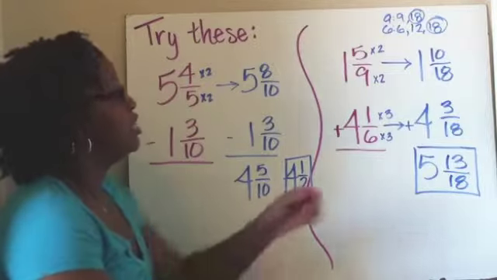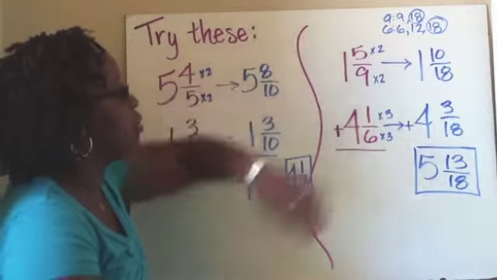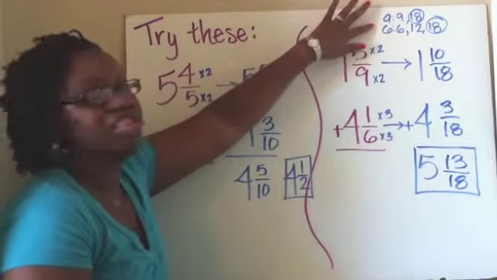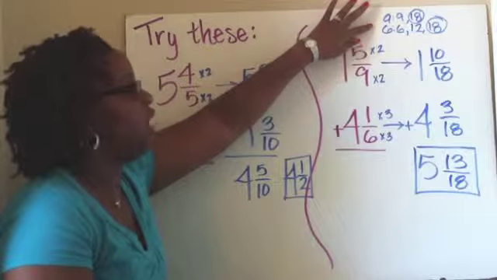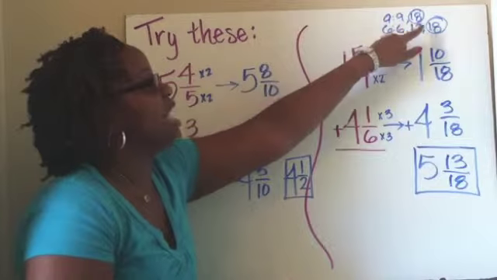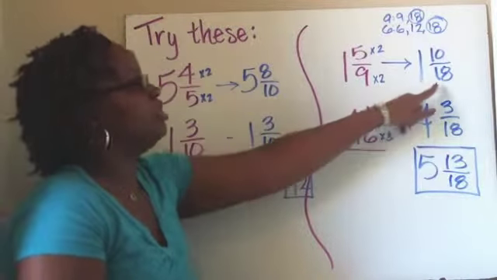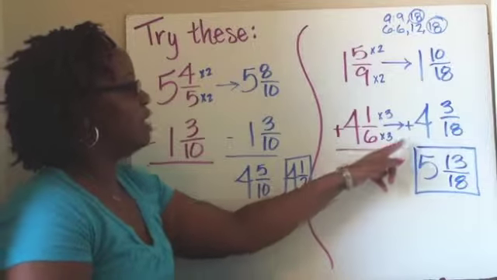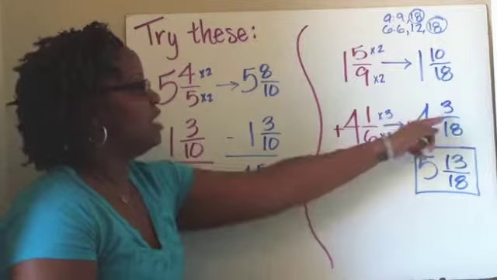Okay? On your second example, 1 5/9 plus 4 1/6. First thing, common denominator. And I did my multiples up here just in case you need a reminder of that. But I found that my LCD was 18. So 9 times 2 gives me 18. And do the same thing to the numerator. 6 times 3 gives me 18, and do the same thing to its numerator.